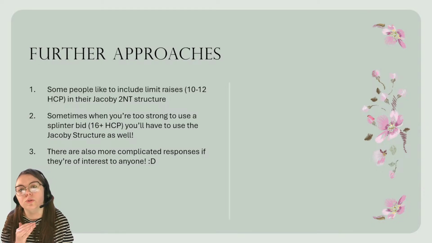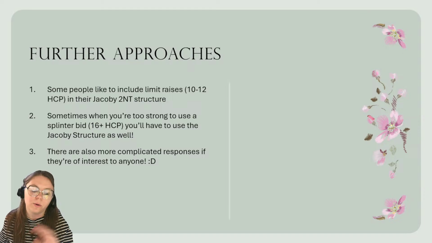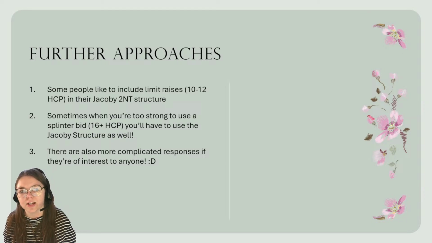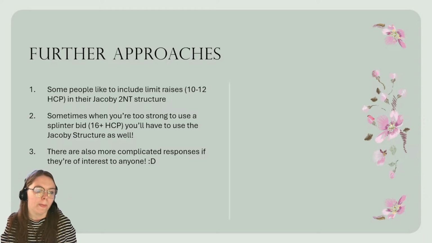And so if you are too strong to make that splinter bid, now you need a way to show your partner that you have this. So you can put that into your Jacoby structure as well. So if you are too strong to use a splinter, sometimes you're forced to make a game forcing raise. You want to show that you have 4-card support, but you are outside of the range for a splinter bid. So now you bid Jacoby 2 no trump. And there are a lot more complicated responses. If you are not feeling just these shortness and length responses, you can make them as complicated or as simple as you would like. So lots of different things.